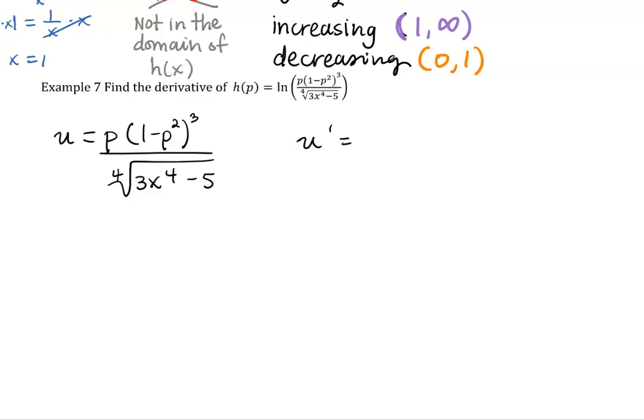There should be a p, y'all. There should be a p. That 3x to the 4th, make that a 3p to the 4th. That should be a p. Anyways, that derivative would look very messy.